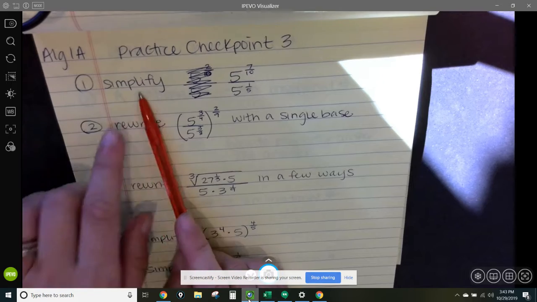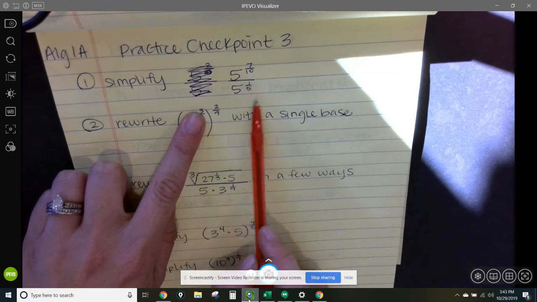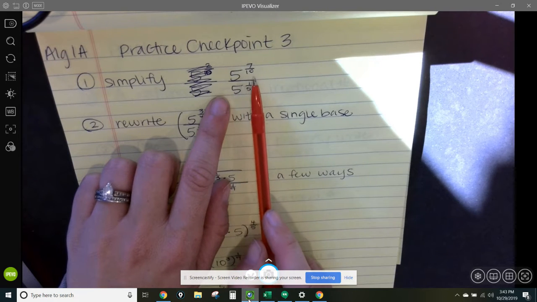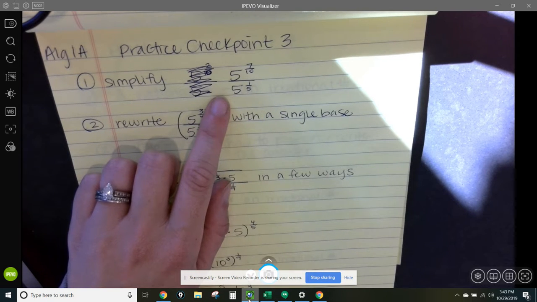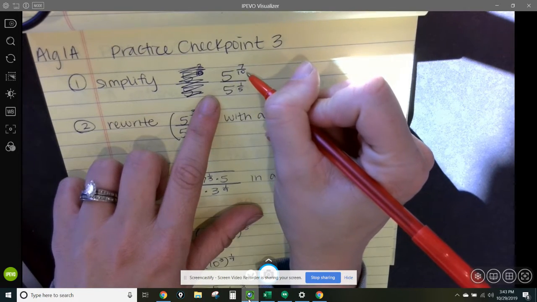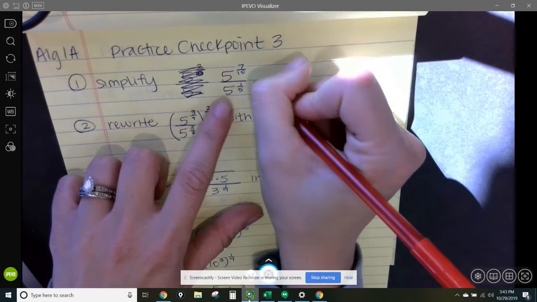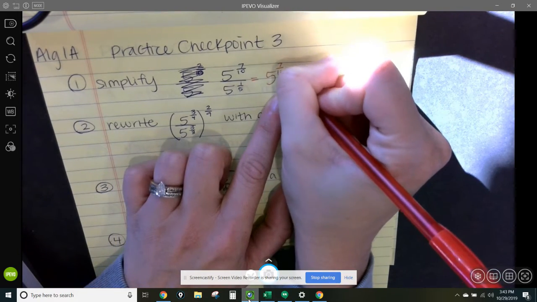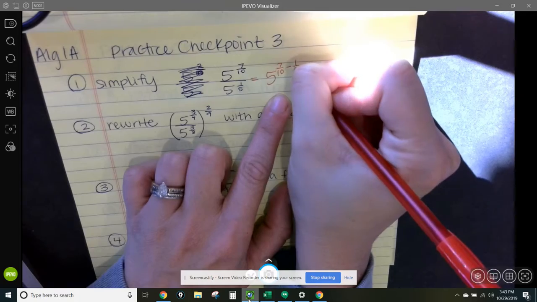So number 1, it's going to ask you to simplify this type of problem right here. So we have the same base of 5, but different exponents, and they're being divided. So you want to use that quotient rule. So when two things with the same base are being divided, we are going to subtract the exponents. So it's going to look something like this. 5 to the, I have to subtract 7/10 minus 1/5.